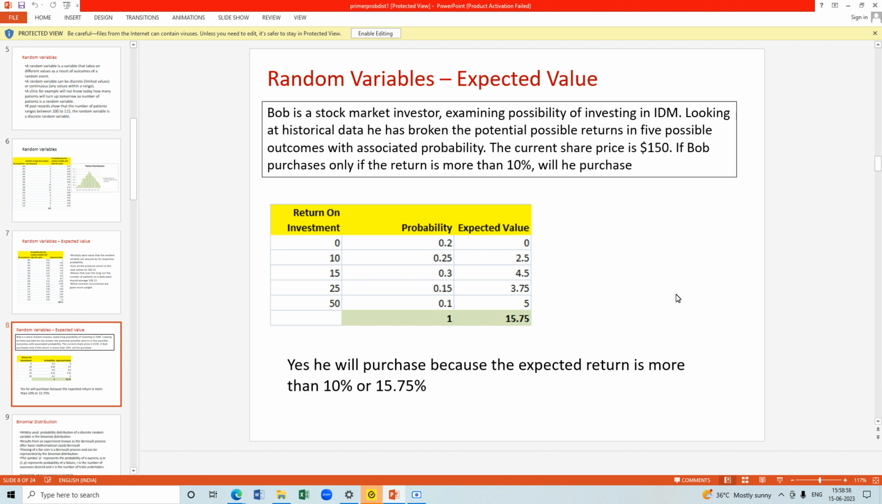So the question is, will Bob invest in this stock? The answer is yes, because the expected value of the return, which is 15.75%, is higher than his threshold of 10%.